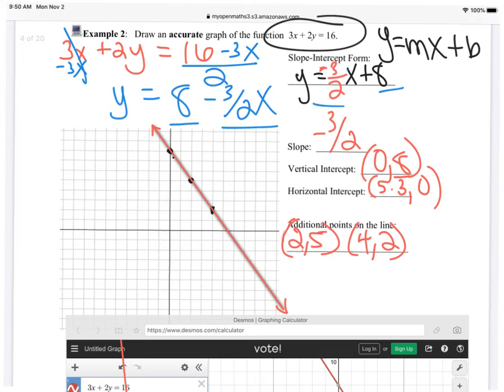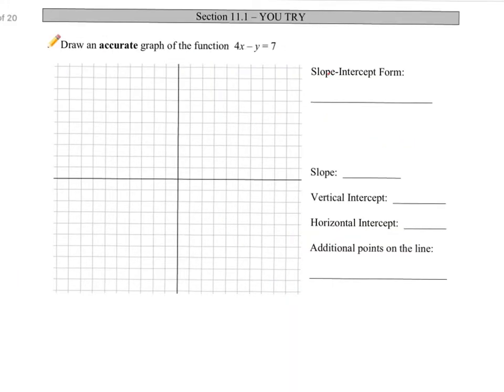So same idea, but that was done by rearranging the equation to get the slope-intercept form, as opposed to using Desmos to graph the line and then doing the slope-intercept form. Either one is really okay.